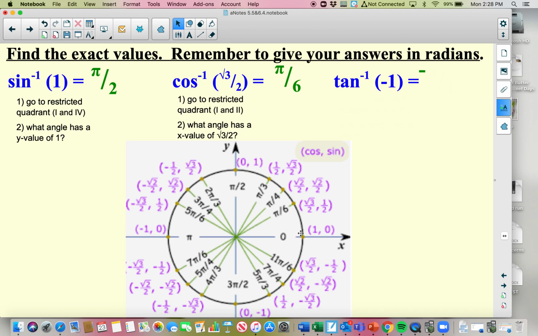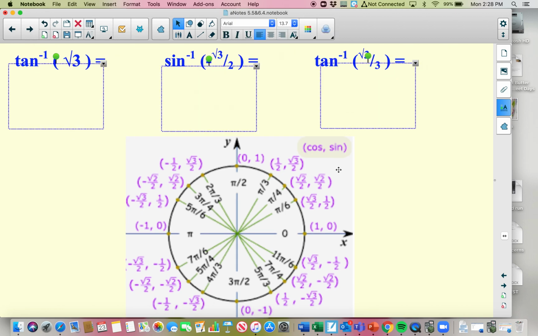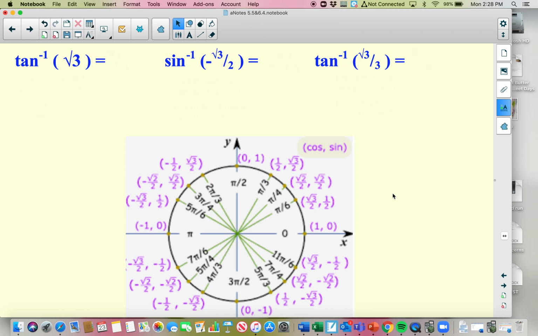Okay, and I don't have my tangent values listed on the unit circle, but you know tangent is 1 at π/4. So it's going to be negative 1 at 7 pi over 4, but I can't say 7 pi over 4 because then I'm crossing through the restricted quadrants. So instead of 7 pi over 4, I go clockwise and I say negative pi over 4. All right, you pause the video and try these three, and then we will move on.